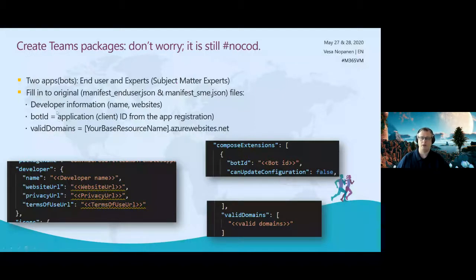And you will get your developer information with HTTPS URLs. Then you get the bot ID, which is the application ID, the client ID we had in the registration. And we just put it in here. And then we have the valid domain, which was the resource name that had to be unique, added with azurewebsites.net, and we put it there. And we do that to both files.